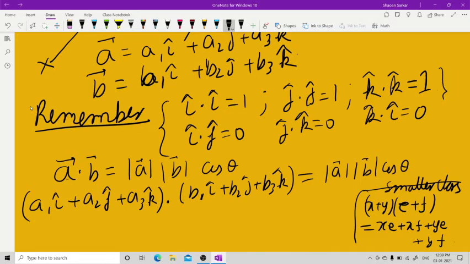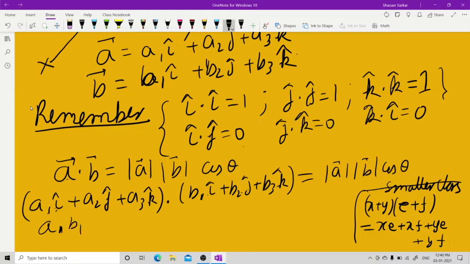See, you will multiply this with this, and this with this. You will multiply a1 i cap with b1 i cap, a1 i cap with b2 j cap, a1 i cap with b3 k cap, the way you did here, the multiplication. But the moment you multiply i cap with j cap, it will become 0. So there is no need of multiplying i cap with the other ones. Only you multiply i cap with i cap. So what you will get is A1 B1.